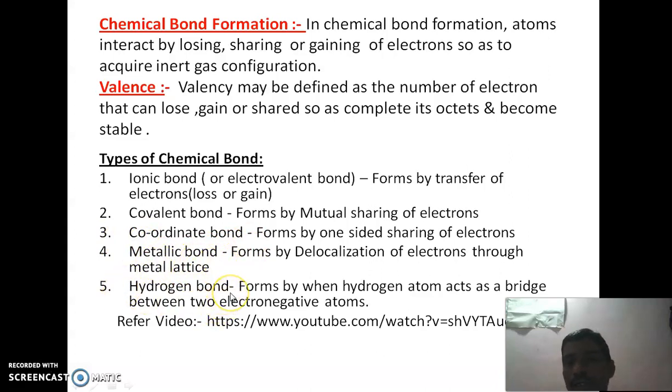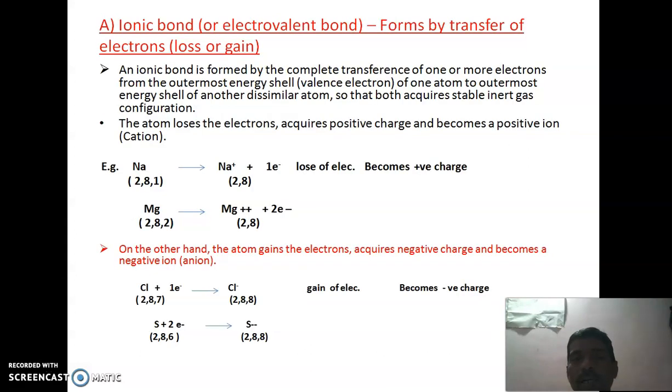The ionic bond or electrovalent bond is formed by transfer of electrons, that is, loss or gain of electrons. Covalent bond is formed by mutual sharing of electrons. Coordinate bond is formed by one-sided sharing of electrons, and metallic bond is formed by delocalization of electrons through the metal lattice. Hydrogen bond is formed when a hydrogen atom acts as a bridge between two electronegative atoms.